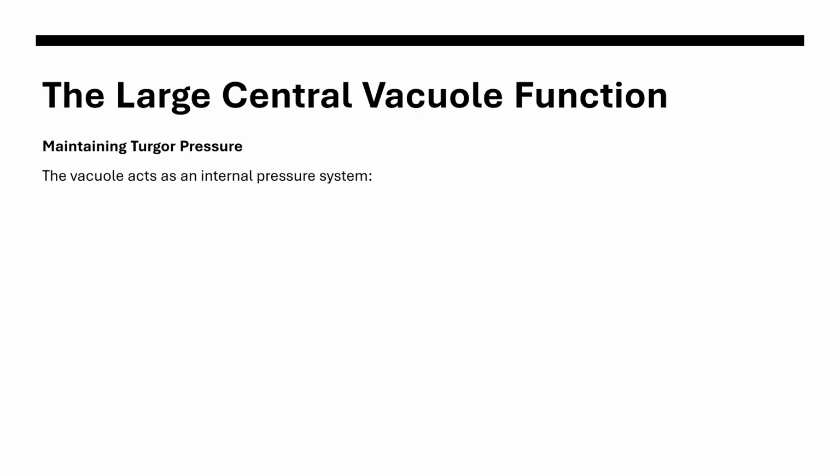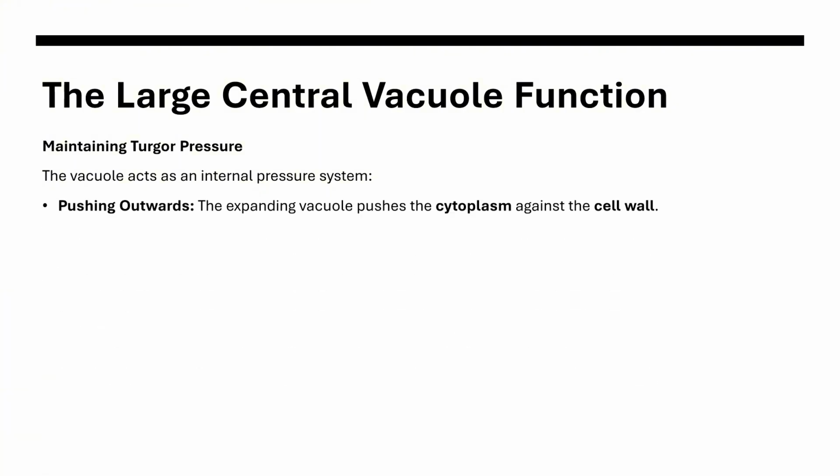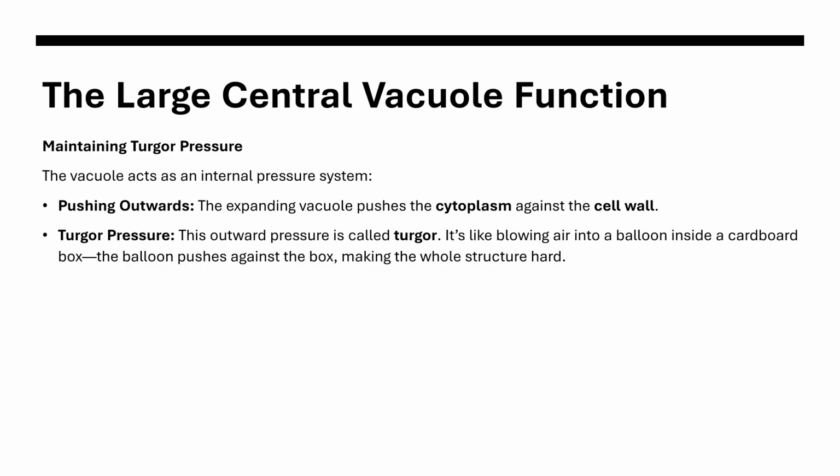Think of the vacuole like a balloon inside a cardboard box. When water enters the vacuole through osmosis, the balloon begins to swell. As it expands, it pushes the cytoplasm hard against the rigid cell wall. This outward force is called turgor pressure. Just like blowing air into a balloon inside a box makes the whole structure hard and sturdy, turgor pressure makes the plant cell firm and strong.